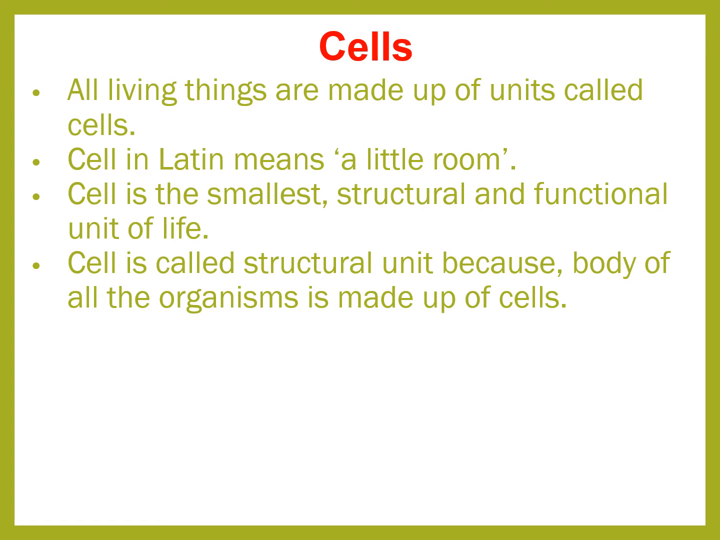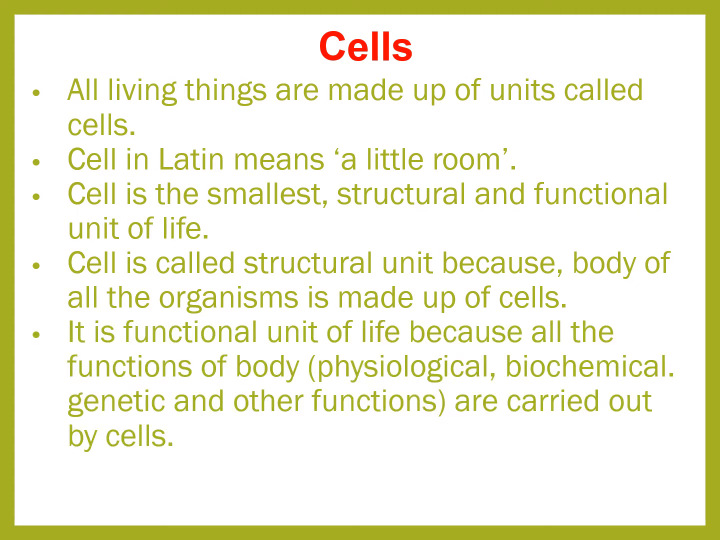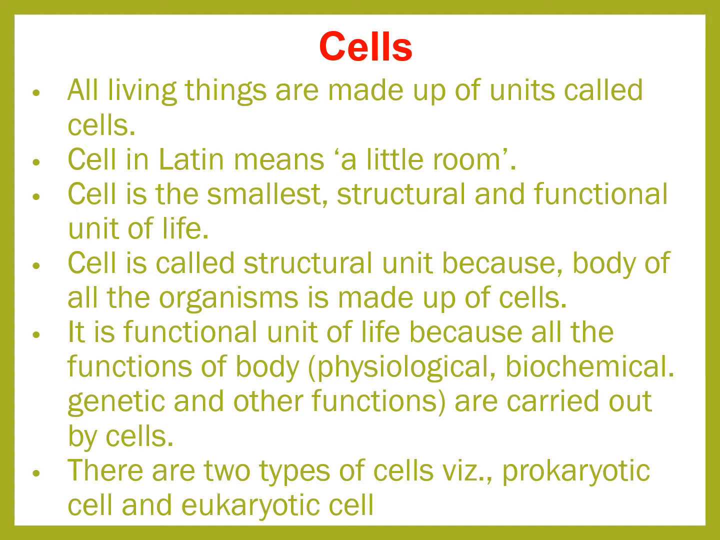Since the body is made up of cells, it is called the structural unit of life, and since all the functions of the body, whether physiological, biochemical, genetic or other functions, are carried out by cells, the cells are also known as the functional unit of the body. There are two types of cells, namely prokaryotic cell and eukaryotic cell. Prokaryotic cells have a primitive nucleus, that is, the nuclear membrane is not well defined, whereas eukaryotic cells have a very well defined nucleus.